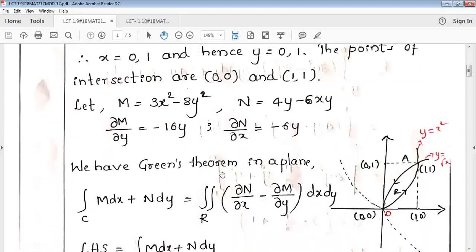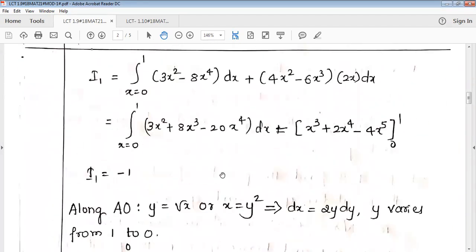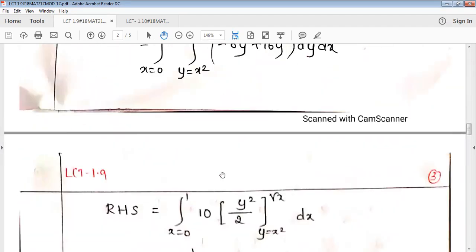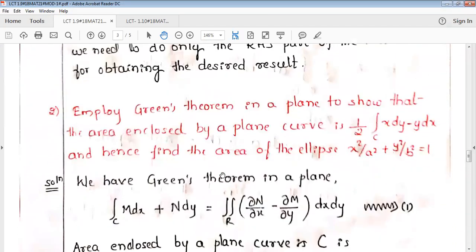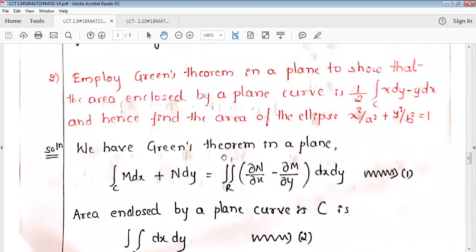So now this is the problem which I explained. Now employ Green's theorem in a plane to show that the area enclosed by a plane curve is 1 by 2 integral over C x dy minus y dx, and hence find the area of the ellipse x square by a square plus y square by b square equal to 1.